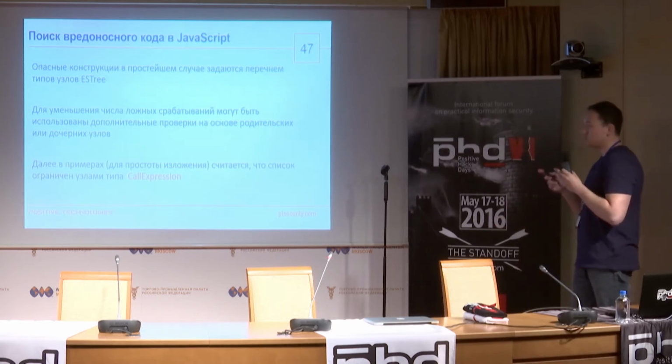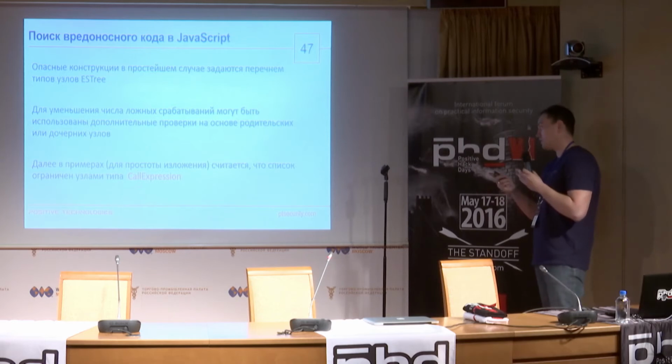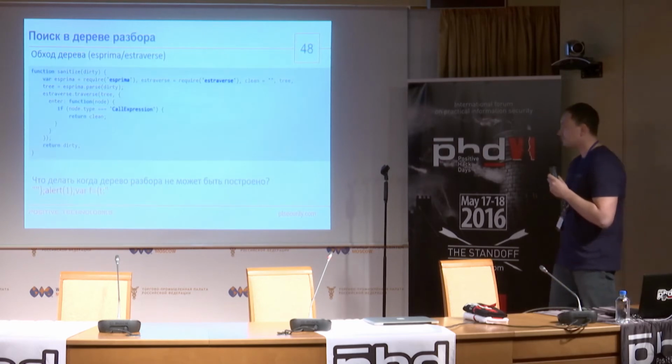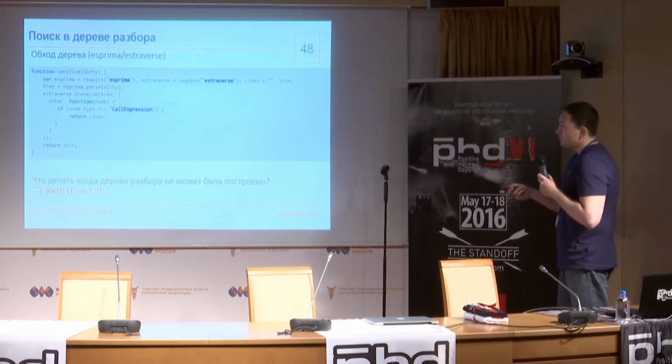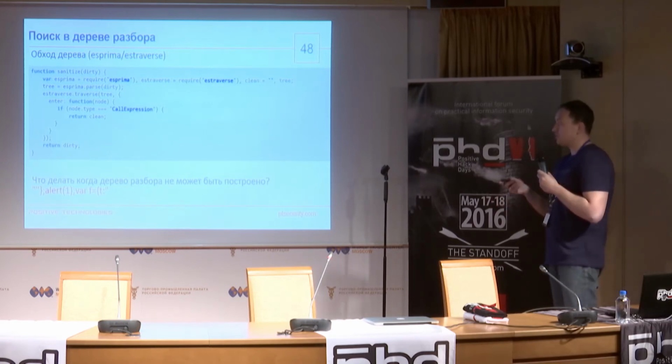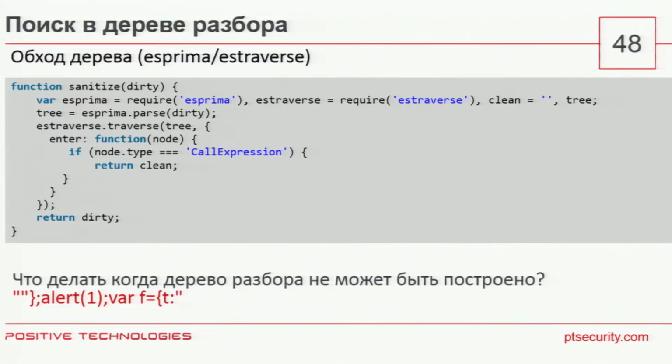In these examples, for the sake of simplicity, we'll assume that the security policy defines banned nodes as call expression type nodes. Here is an example of how, in the simplest case, we can just look up the existence of banned nodes. We run through this tree, go from the root, and find a call expression. It all looks great, but we immediately get a problem, which is shown here.